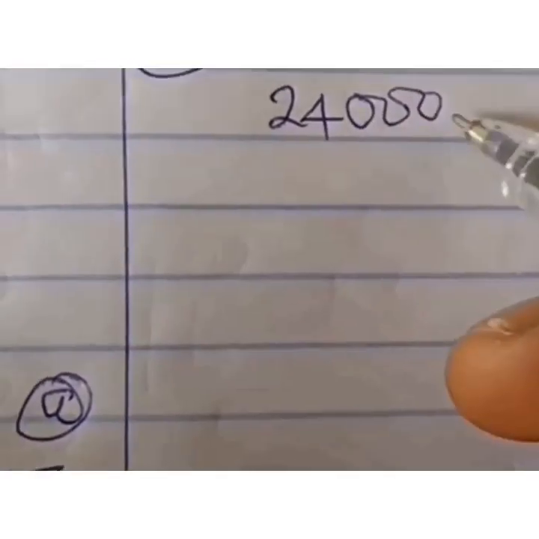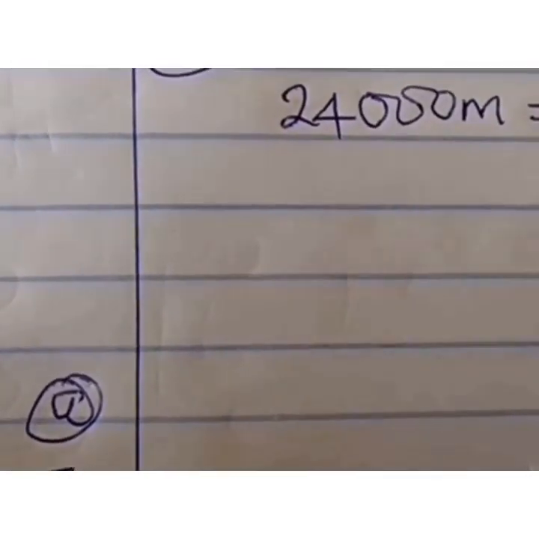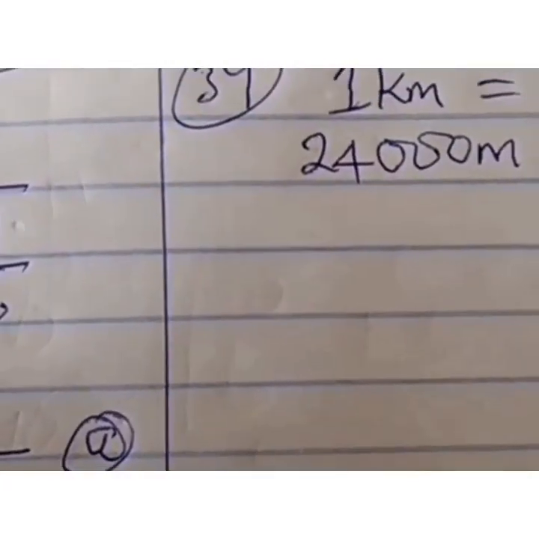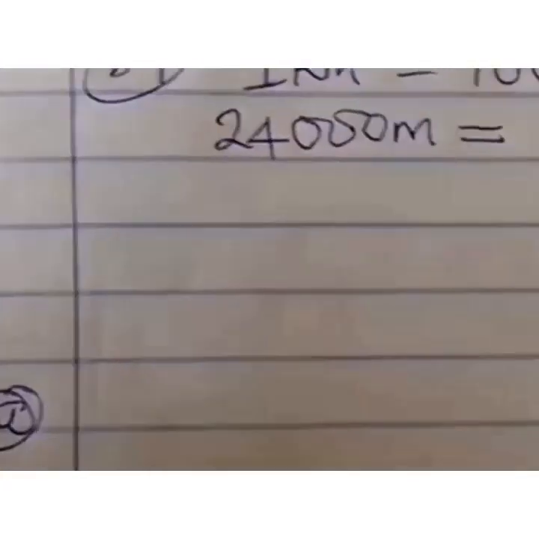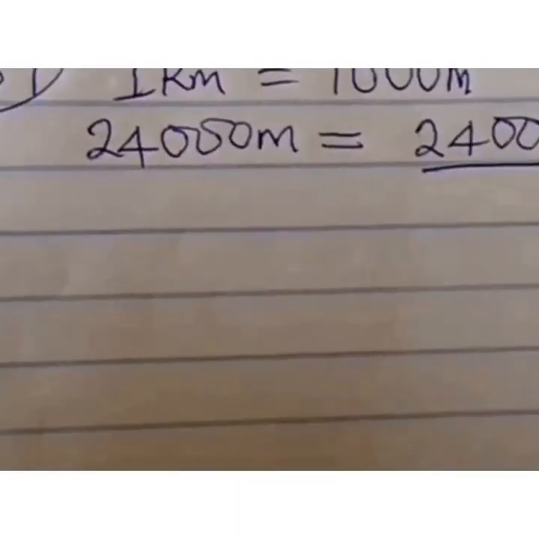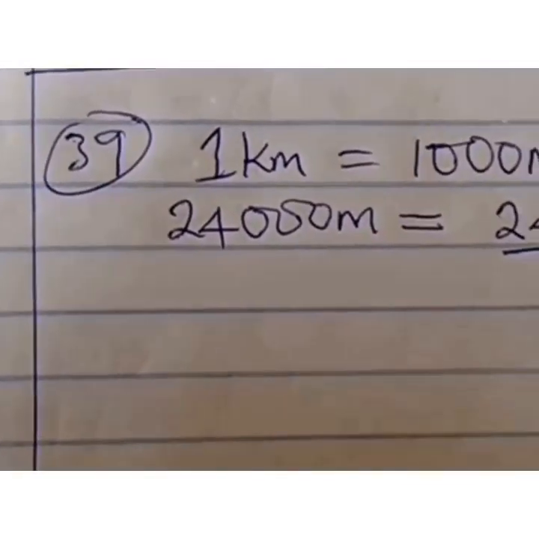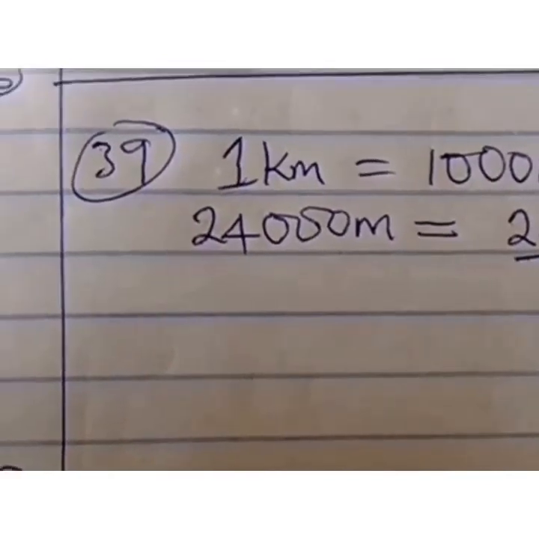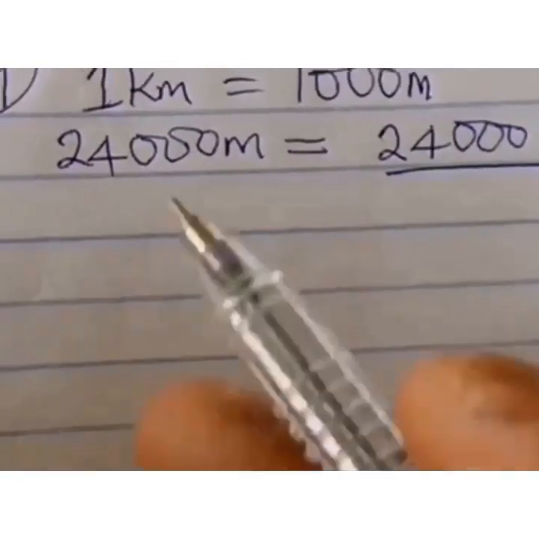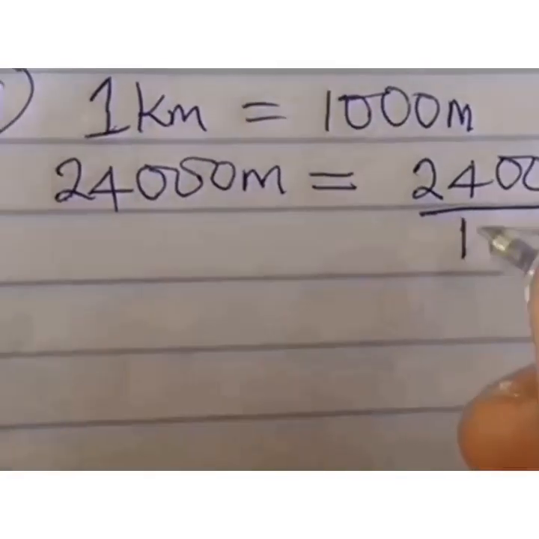So that means 24,000 meters will be equal to 24,000, and we just simply divide. Remember, when you're changing from a small unit to a big unit, you have to divide. If you're changing from a big unit to a small unit, you have to multiply. Meter is smaller than kilometer, so we have to divide. Assuming we're changing from kilometers to meters, we would multiply by 1,000. Since we are changing from meters to kilometers, we divide by 1,000.